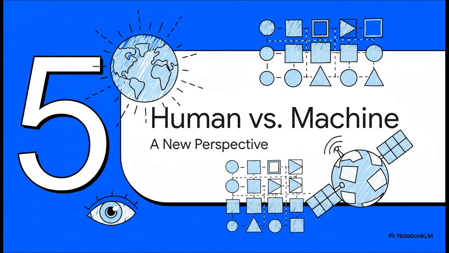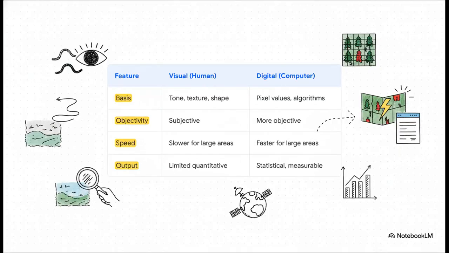So to bring this all home, let's circle back to where we started. The difference between how we see the world and how a computer does. It really is a whole new perspective. Look, the human eye is amazing. We're brilliant at seeing context, shape, and patterns. But let's be honest, our interpretation is subjective and, for large areas, pretty slow.